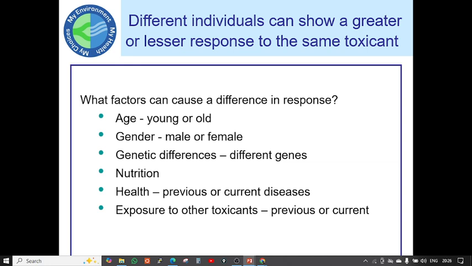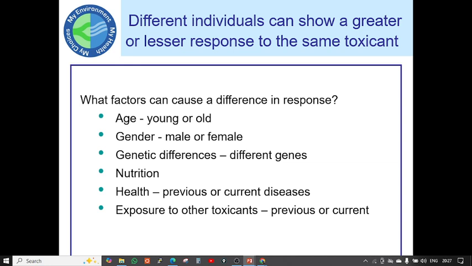Then health, previous or current diseases. If you previously have some diseases, then obviously the toxic substance will affect you greatly. If you do not have any health diseases, then you will also have high immunity power.